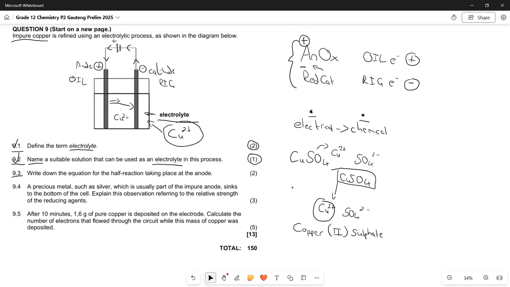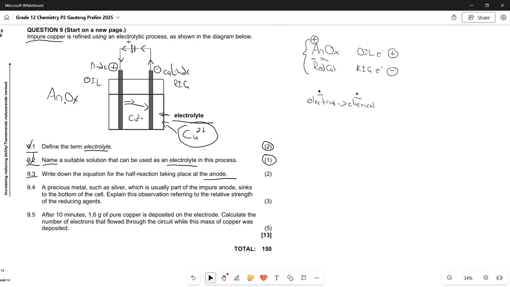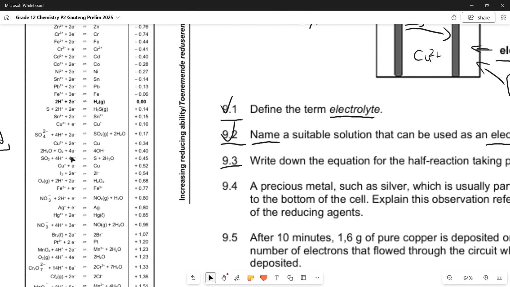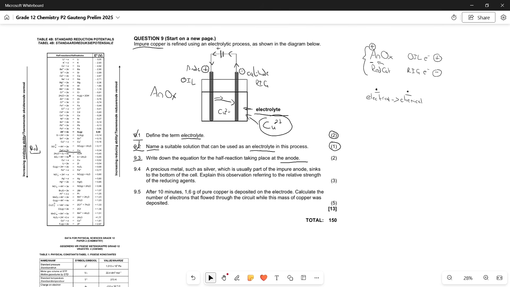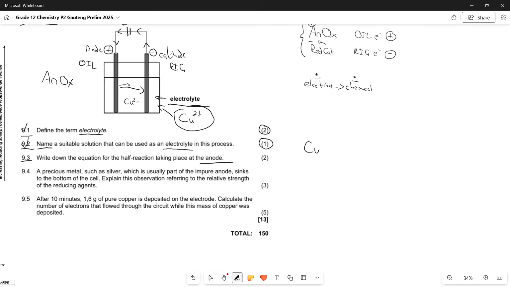And then 9.3 says write down the equation for the half reaction taking place at the anode. So here we have the anode, so oxidation still occurs at the anode, which means if we want Cu2+ and we want to lose electrons, we are going to use this one over here: Cu2+ + 2e- goes to Cu. We just need to arrange it correctly because oxidation is the loss of electrons, which means we're going to have Cu, and then we need to lose electrons, so that's going to break off and form Cu2+ over there as our ion and 2e- over there as our electrons that we have lost.